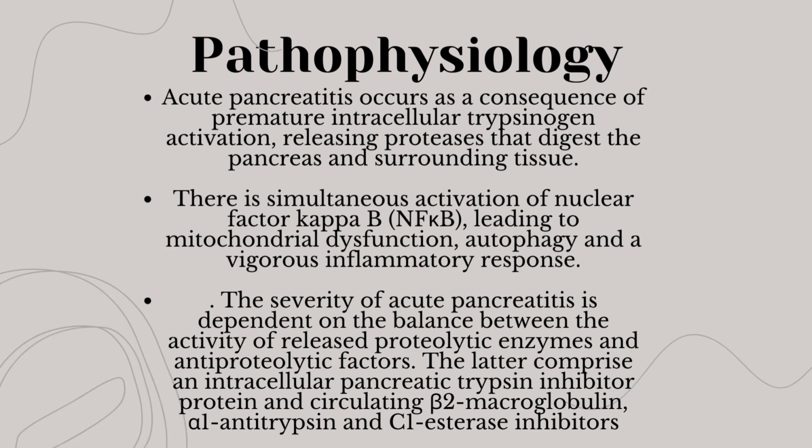Acute pancreatitis occurs as a consequence of premature intracellular trypsinogen activation releasing proteases that digest the pancreas and surrounding tissue. There is simultaneous activation of nuclear factor kappa B leading to mitochondrial dysfunction, autophagy, and a vigorous inflammatory response. The severity of acute pancreatitis is dependent on the balance between the activity of released proteolytic enzymes and antiproteolytic factors. The latter comprise an intracellular pancreatic trypsin inhibitor protein and circulating beta-2 macroglobulin, alpha-1 antitrypsin, and C1 esterase inhibitors.